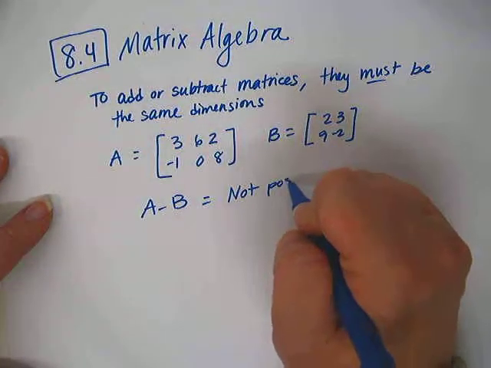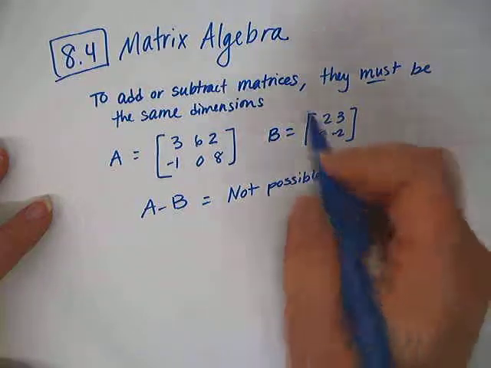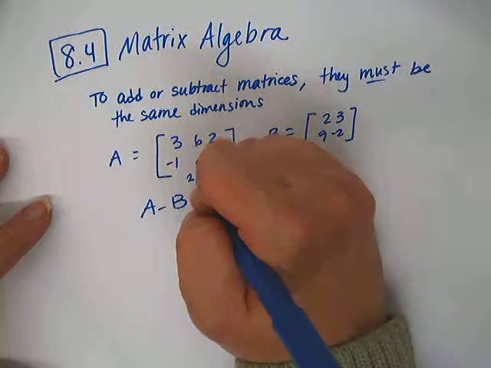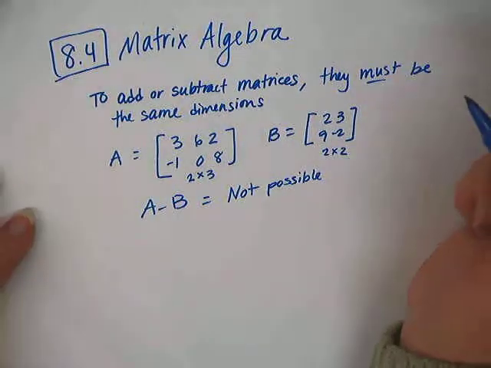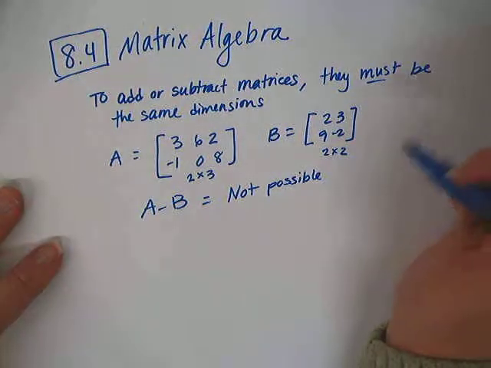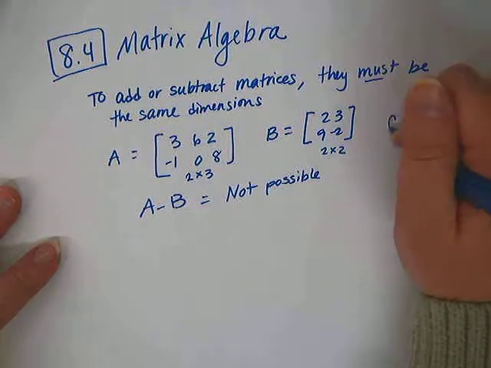Good job. So you don't need to write all that down because it's pretty obvious that they're all different. Like this is 2 by 3 and this one's a 2 by 2, so they're different dimensions, so it's not possible, right? Okay. Let's do something else instead.